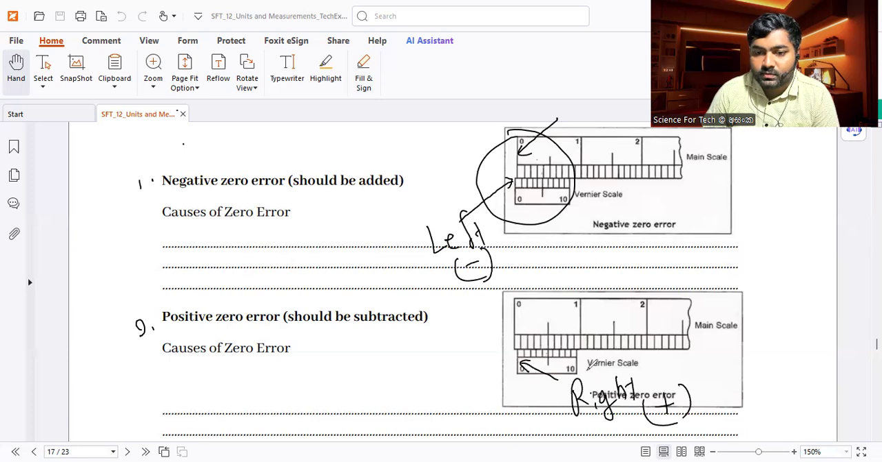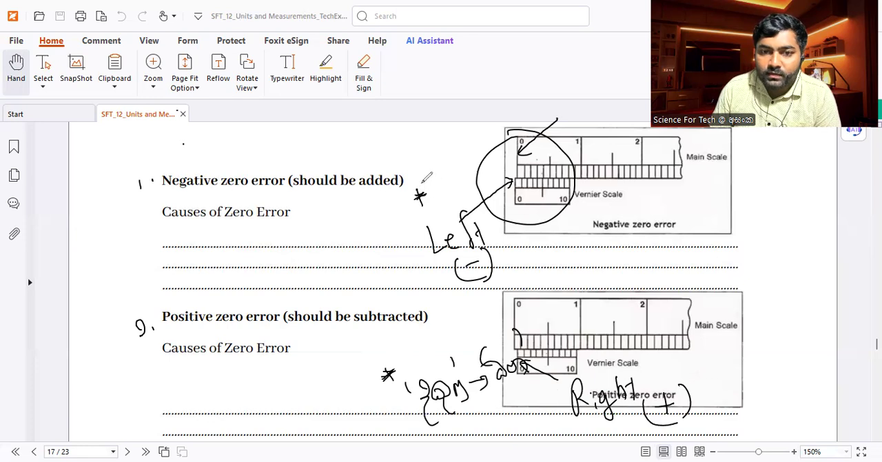Understood? In Sinhala we call the right side Dakuna, which means positive. Then automatically left becomes negative. You can remember it that way. That is the easiest way. Right side positive, left side negative. Understood? Yes, sir. Understood.